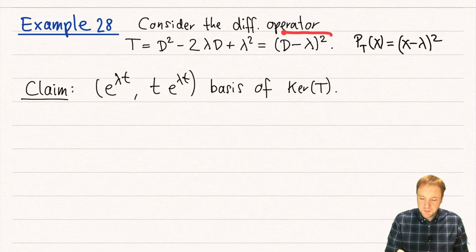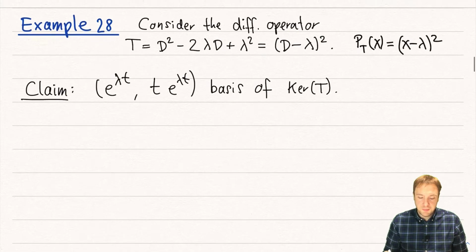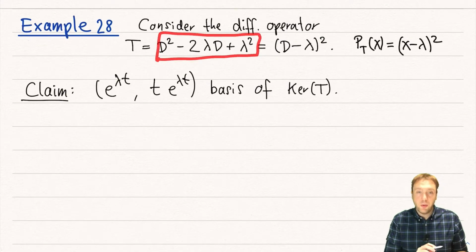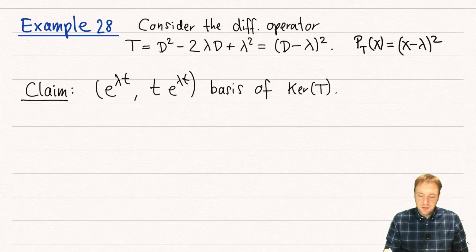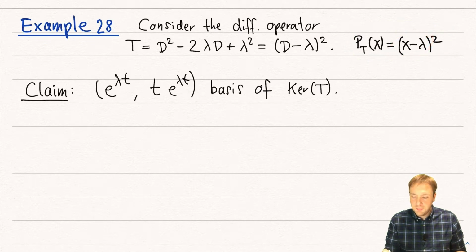The easiest example is the following. We can consider the case (D minus lambda) squared. Recall this squared just means applying D minus lambda twice, so we can write this out. This is a linear differential operator of order 2. In other words, the characteristic polynomial looks like this, so now we have x minus lambda to the power 2 here.